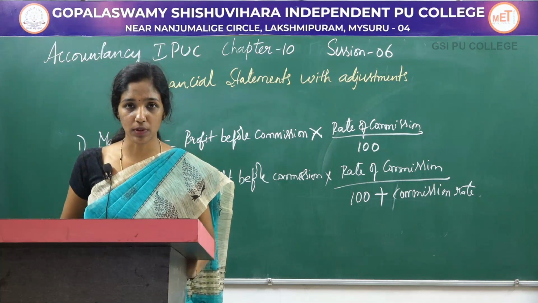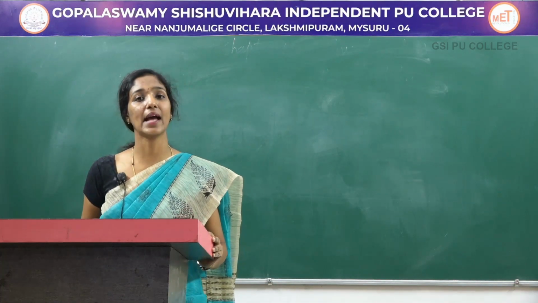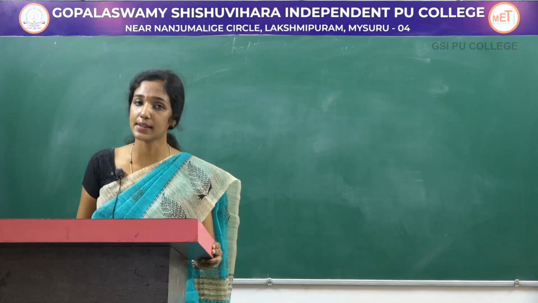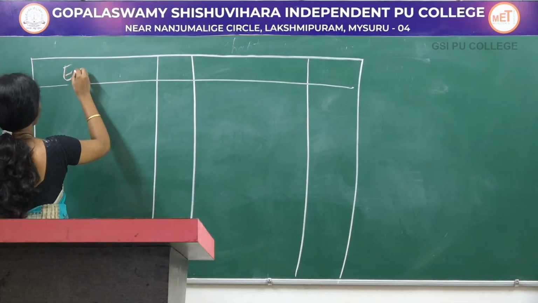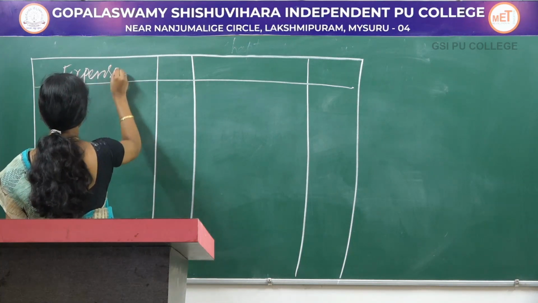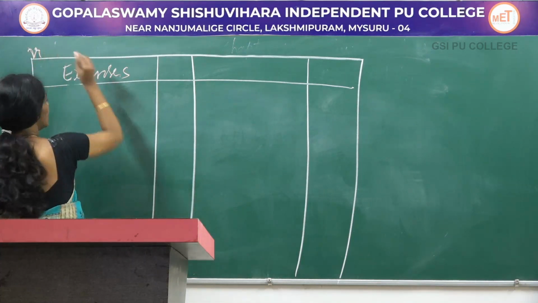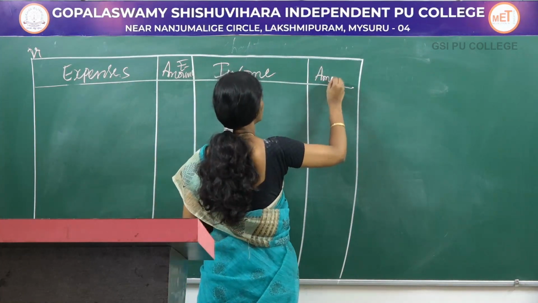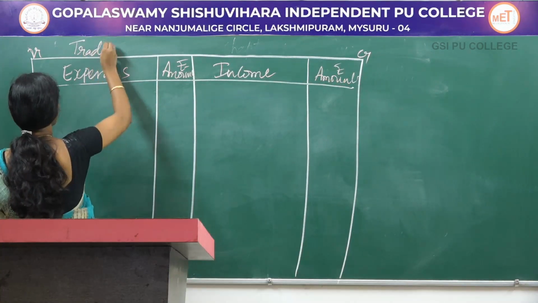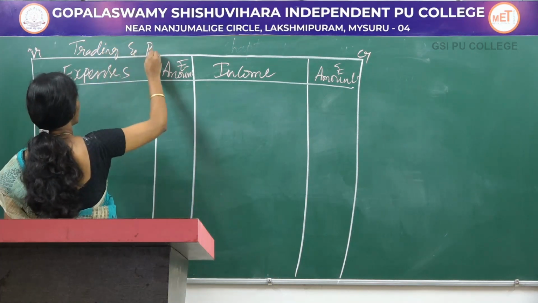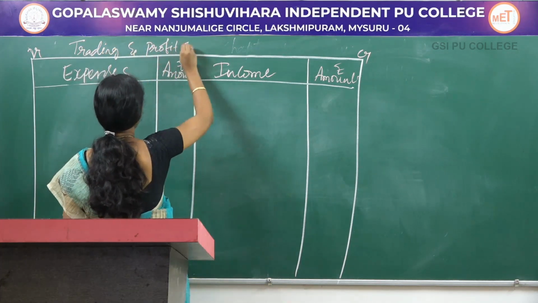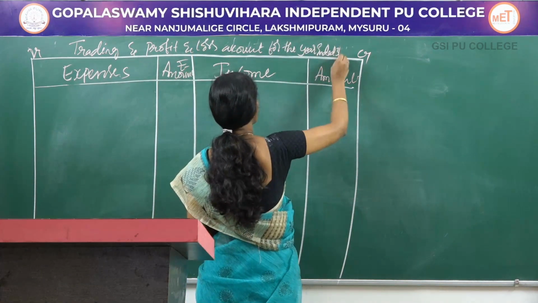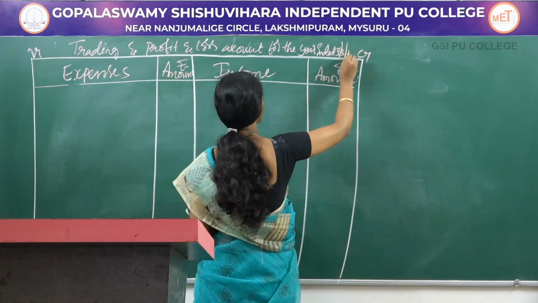So now let's start the problem. First you have to prepare trading and profit and loss account for the year ended 31st March 2016. First write the format correctly. Expenses on the debit side, income on the credit side, trading and profit and loss account for the year ended 31st March 2016.